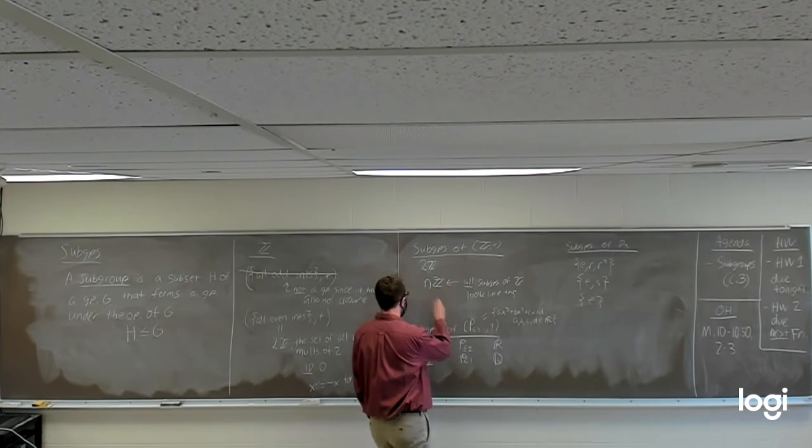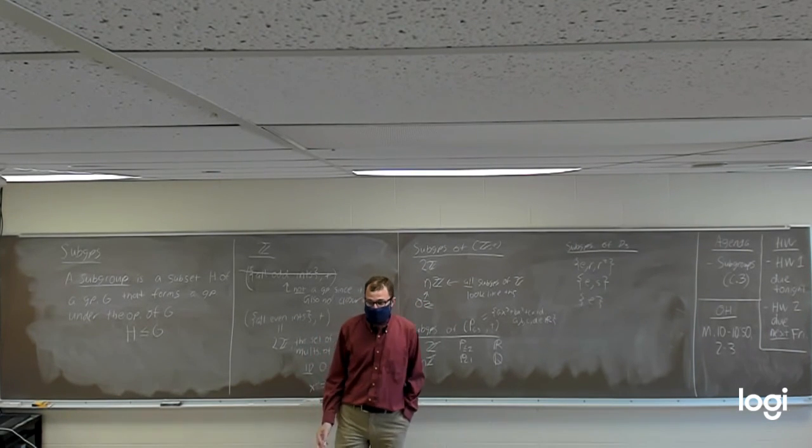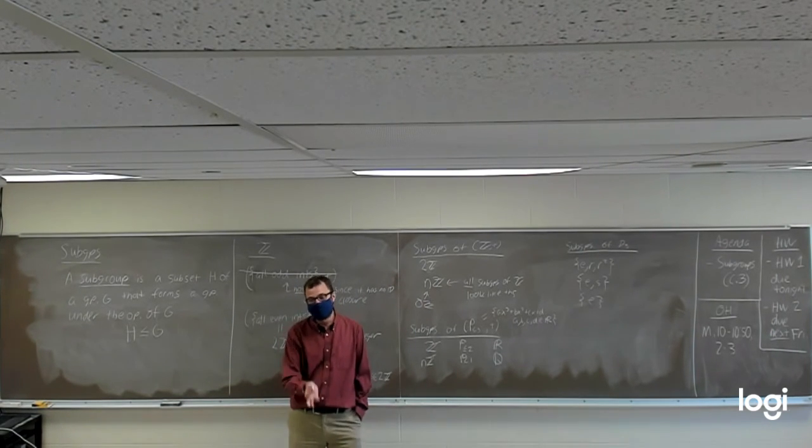Even here, technically you could say 0Z is that subgroup that just contains the identity element, because the set of all multiples of 0 just contains 0.